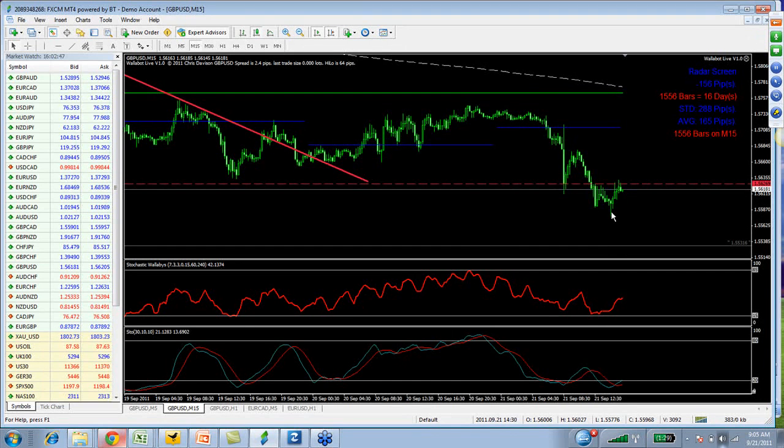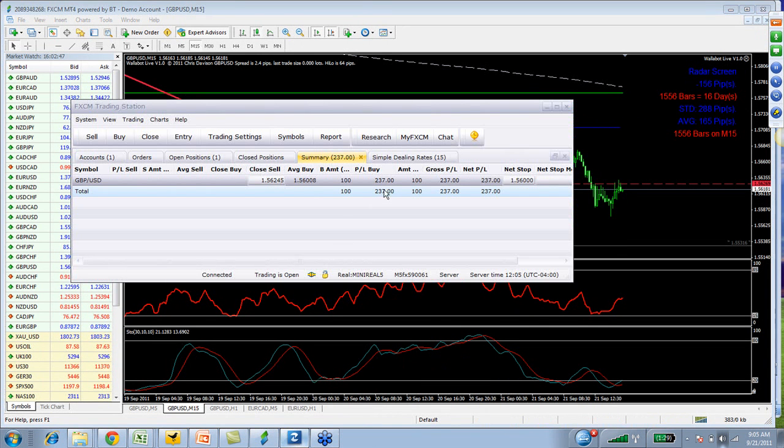I entered at approximately 55.97 on this trade. You can see here I have a small first order. Average buy was 5,608. So that was the average buy on that trade.